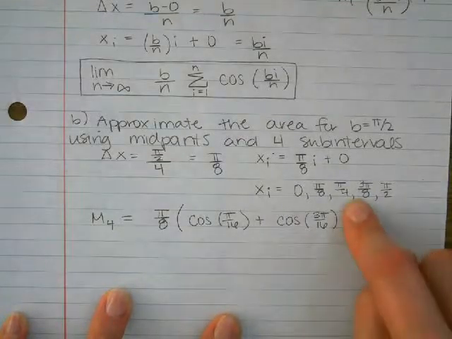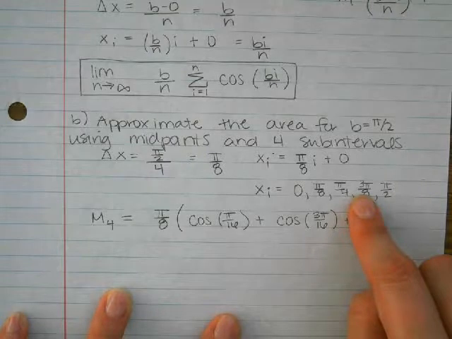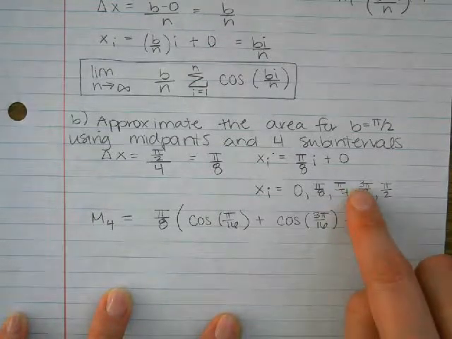And then we have to find what's halfway between 2/8 and 3/8. You could just add them together and divide by 2. So 2 plus 3 is 5, right? So we have 5/8. 5/8 divided by 2 is 5/16, right?